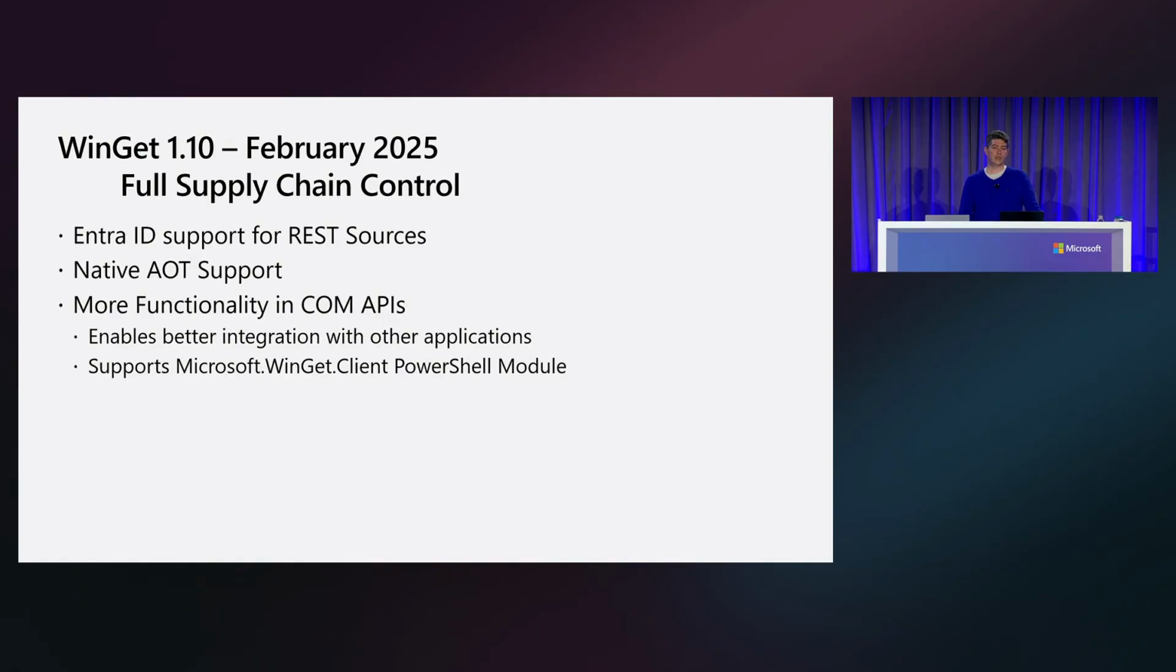We did a release after that in February, and we had added Entra ID support for the private Winget resources. So today when Winget ships, it comes with 3 sources. Previously there were only 2. There was the Microsoft Store and the community repository.